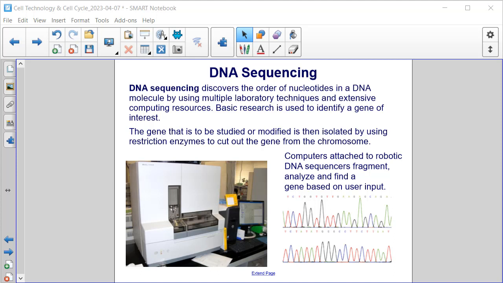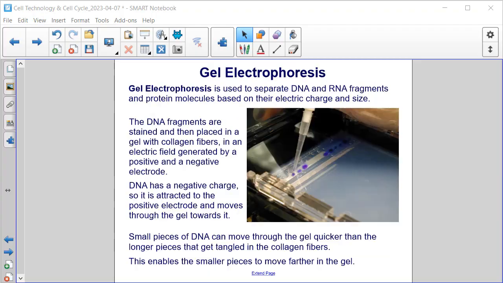DNA sequencing. DNA sequencing discovers the order of nucleotides in a DNA molecule by using multiple laboratory techniques and extensive computing resources. Basic research is used to identify a gene of interest. The gene that is to be studied or modified is then isolated by using restriction enzymes to cut out the gene from the chromosome. Computers attached to robotic DNA sequencers fragment, analyze, and find a gene based on user input.